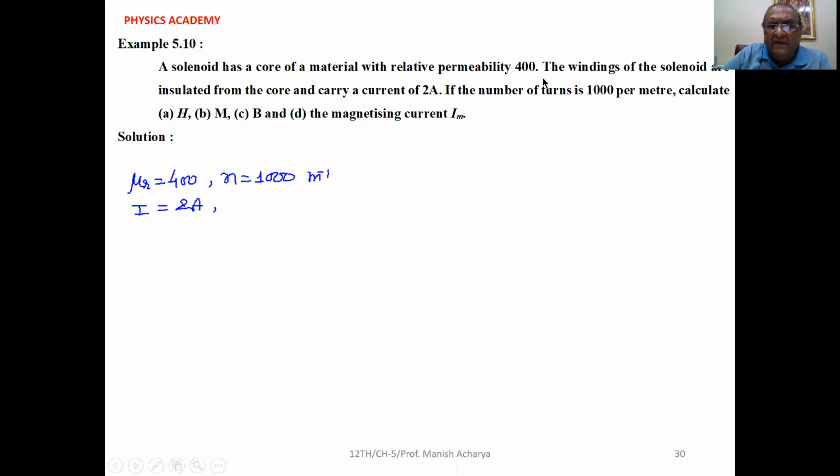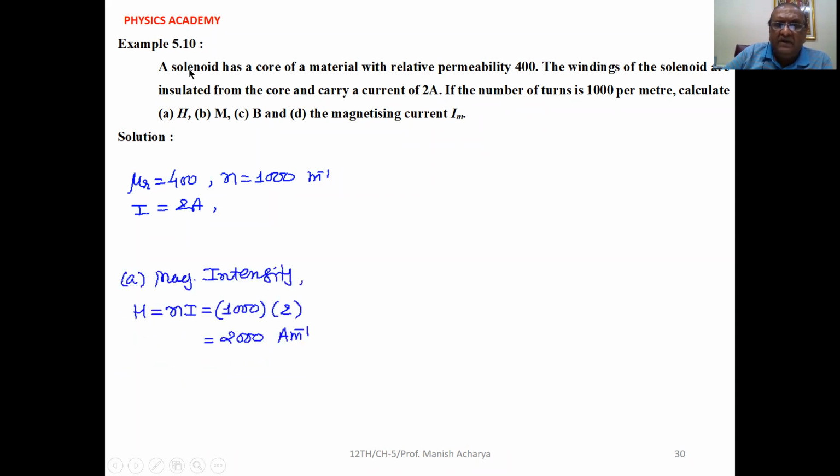Now see, the relative permeability given to you for the sample is mu r equal to 400. Number of turns per meter is 1000, and the current flowing through the solenoid is 2 ampere. So first, H, the magnetic intensity. H is equal to N into I. N is 1000, I is 2. So 2000 ampere per meter.